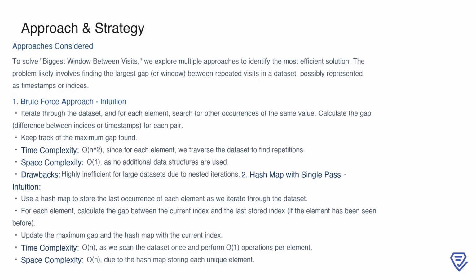The second approach is a hash map with a single pass. Here, as we iterate through the dataset, we use a hash map to store the last occurrence of each element. If an element has been seen before, we calculate the gap between the current index and the last stored index, updating the maximum gap if needed. This method is much more efficient, with a time complexity of n and a space complexity of n, as the hash map stores each unique element. This approach eliminates the inefficiency of nested iterations and is well suited for larger datasets.